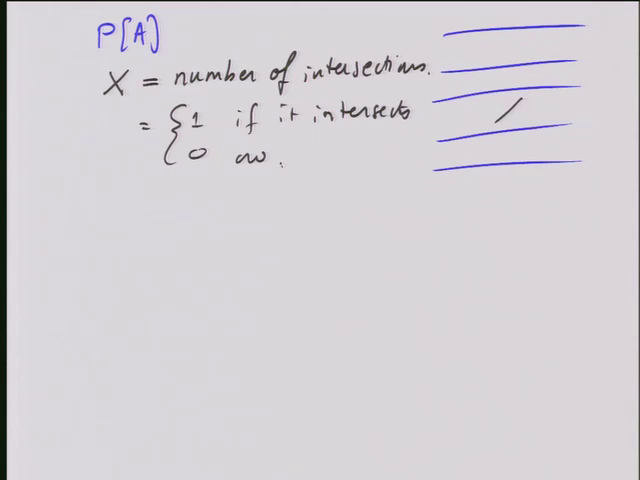So now what's the expected value of X? It's an indicator random variable, equal to the probability of A. It's 1 if it intersects. What's the probability it intersects? It's probability of A. 0 otherwise, so the expected value is the probability of A. All right, so now let's do one more thing.